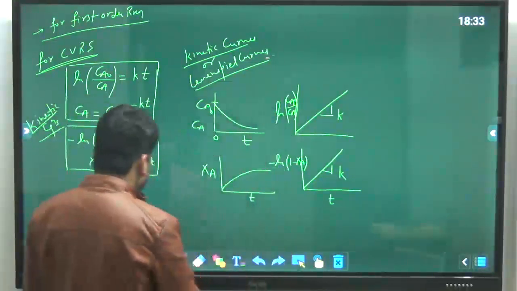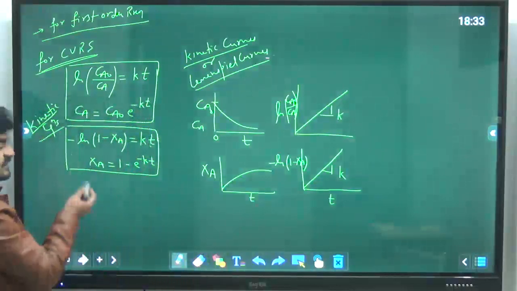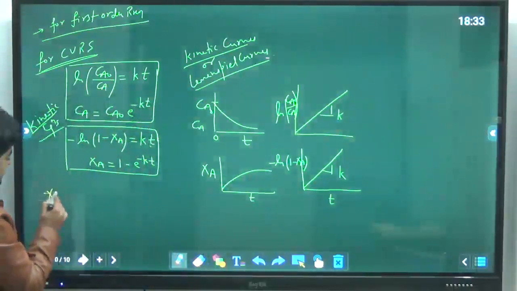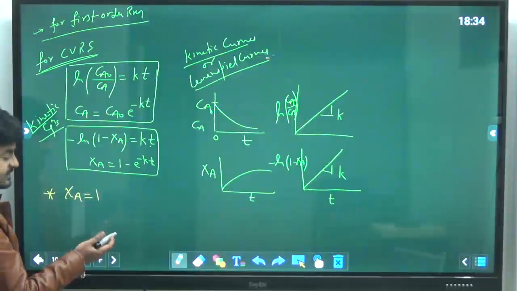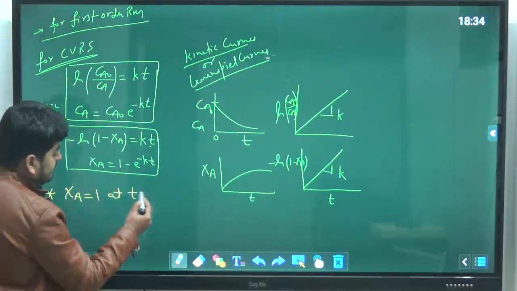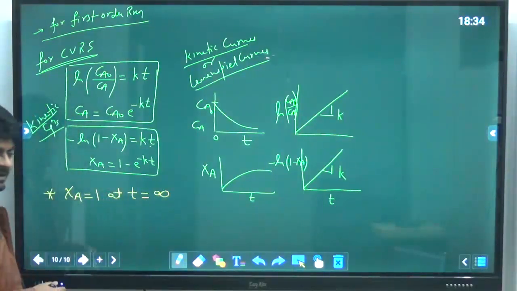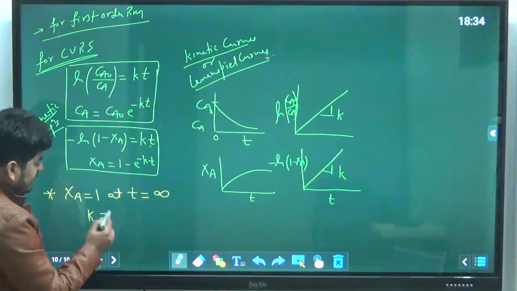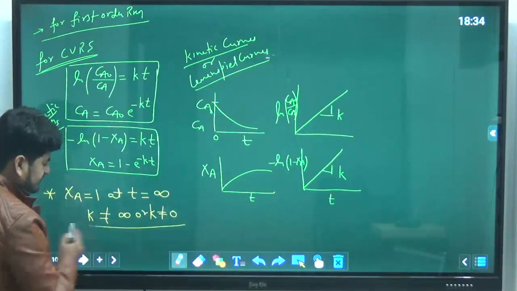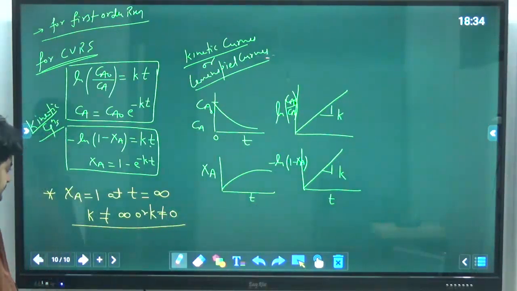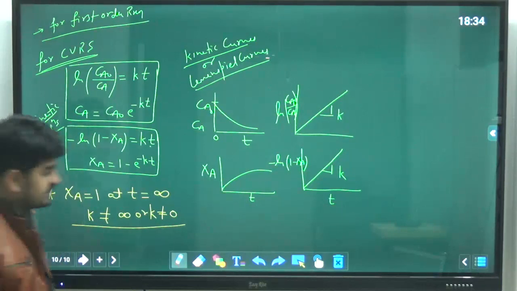And here one more thing which should be clear to you: for first order reaction, Xa equal to 1, that is 100% conversion, can be achieved at t equal to infinity, because k can't be infinite or 0 either. Rate constant k cannot be infinite or 0, it will be a finite value always. Concentration will be a finite value always. So this is for first order reaction.